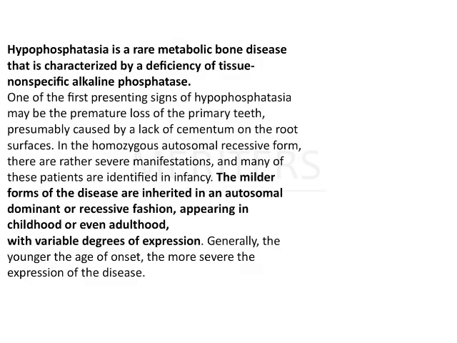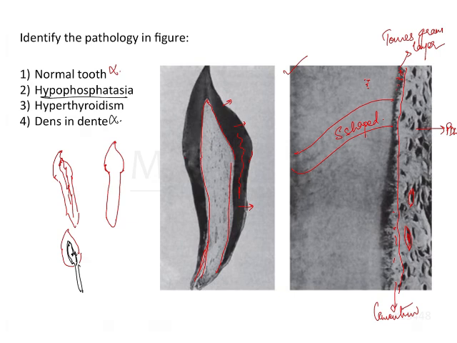So the only two options left are hypophosphatasia and hyperthyroidism. In hypophosphatasia, one of the key features is there is no cementum formation. In hyperthyroidism, the teeth are completely normal. You do not have wide pulp chambers, whereas in hypophosphatasia, it is the opposite where you have wide pulp chambers. So the answer over here is hypophosphatasia and not hyperthyroidism.